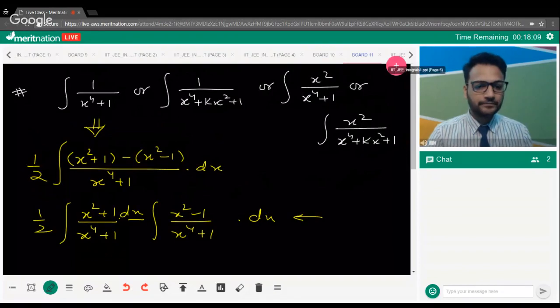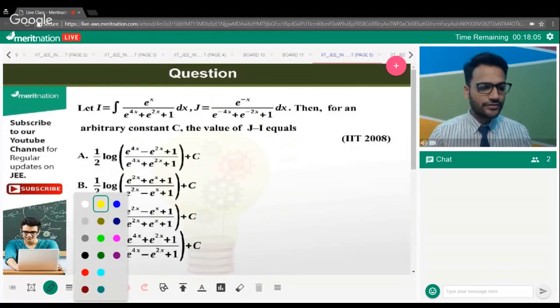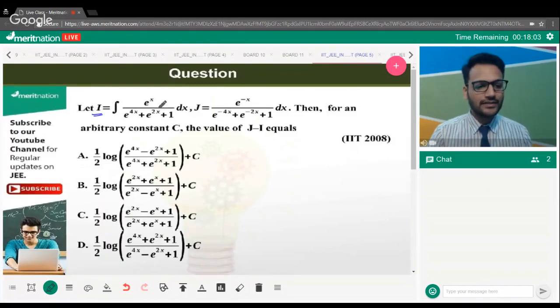Okay. Let's take up a few JEE questions on this. So one is the question which is there on the board. I is being given to us something like this. J has been given to us as something like this. Then for an arbitrary constant C, the value of J minus I equals what?